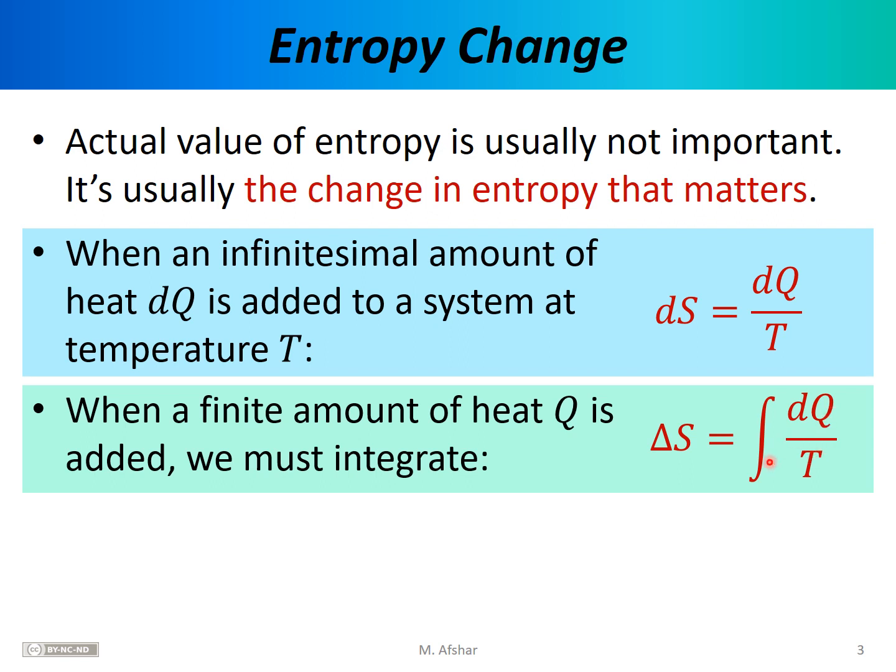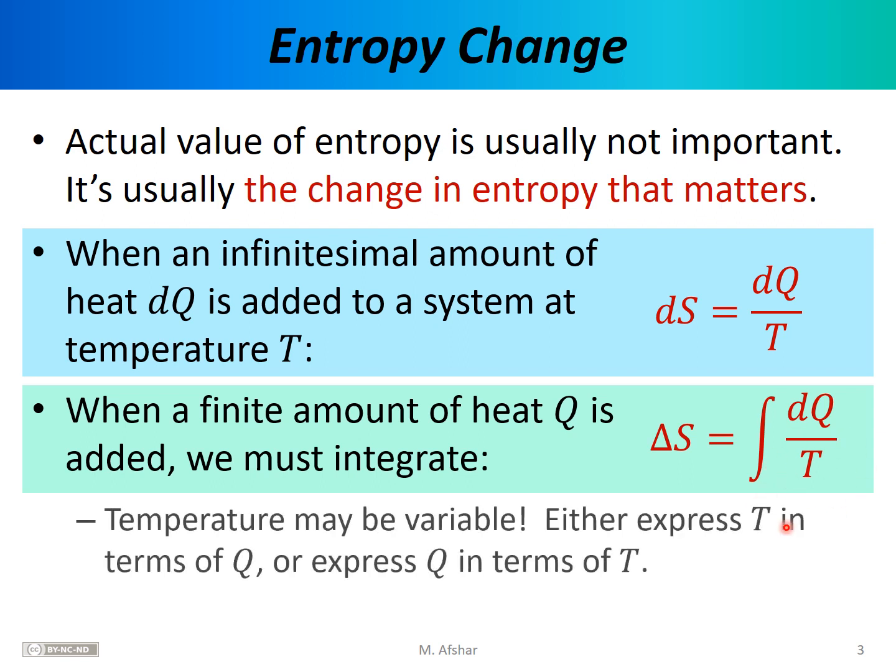However, in general, T can change throughout a process. For example, in an isobaric heating of cold water to warm water, T can be a variable itself. And therefore, in evaluating this integral, we have to either express Q in terms of T, or we have to express T in terms of Q. So evaluation of this integral can be a little bit tricky, and we'll spend the rest of this lecture looking at some examples that will help us understand how this integral can be used.